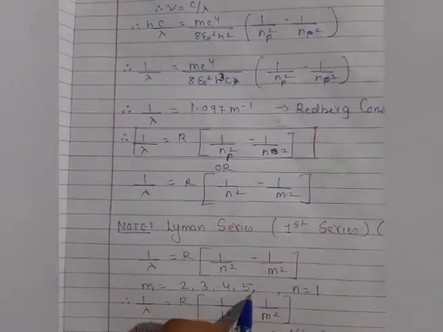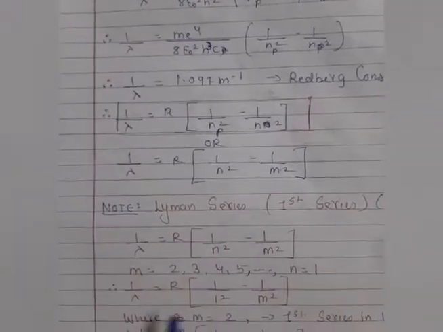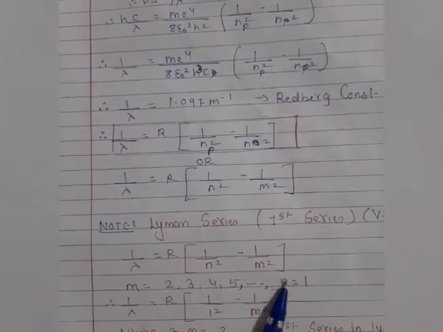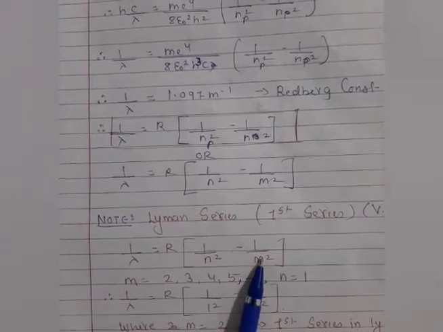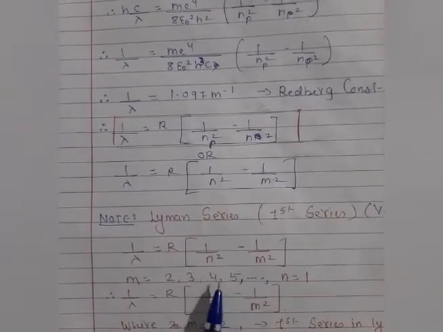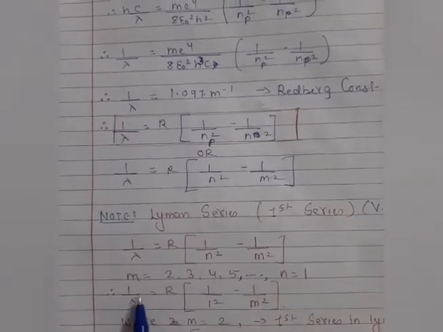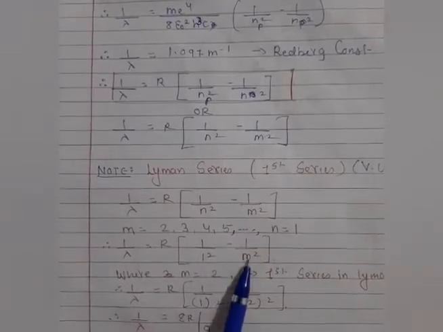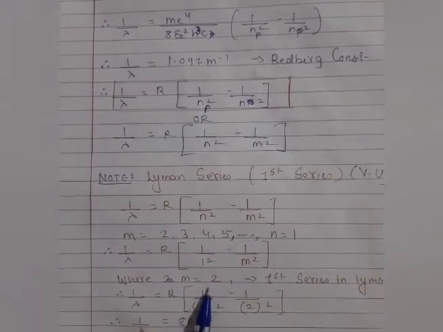Always remember, the number should be increased. So 1 by lambda equals R, and for the first series the value of n is 1. So 1 by m squared, the value of m you can consider 2, 3, 4 to find out the wavelength of the Lyman series. Let's understand how, where we substitute the value of m as 2 here.